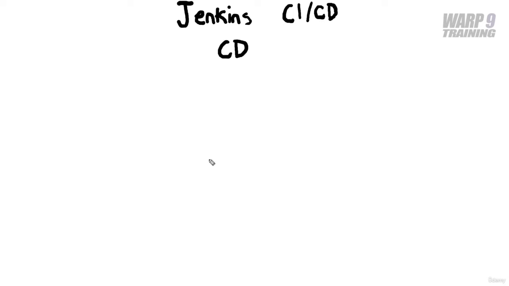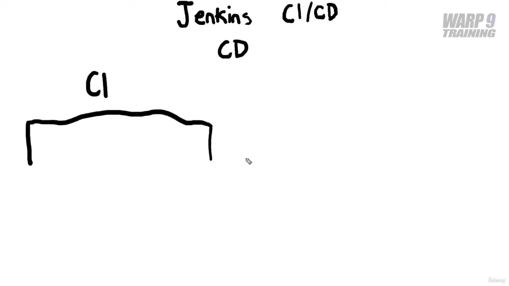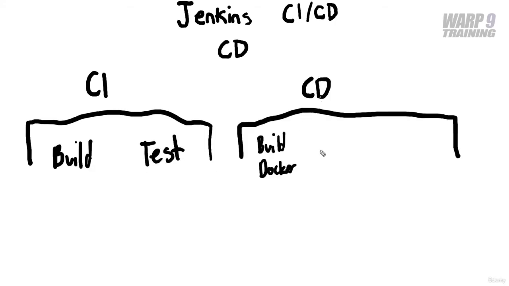So we can split it into two parts. So we can have over here the CI part, which as we said is going to be build and then test. And then we can have the CD part. We might build a Docker image, push it up to a repository, add it to a Kubernetes file, and then deploy it. With Jenkins, what you can do is automate this entire process.